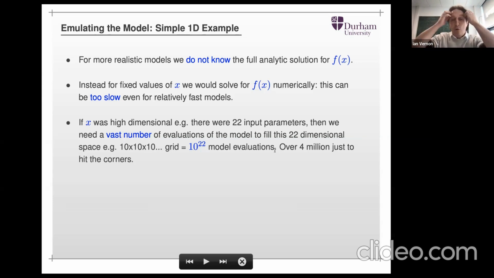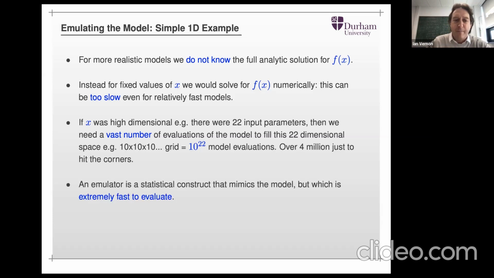You know, we couldn't do it. All of humanity couldn't really run that using all the computers on the planet. We'd need over 4 million model evaluations just to hit the corners. If you have 22 dimensions and you just want to hit the corners of that box, well, there's 4 corners in 2D, there's 8 in 3D, there's 2 to the power 22 in 22D, which equates to over 4 million. So even just finding the corners is a nightmare.